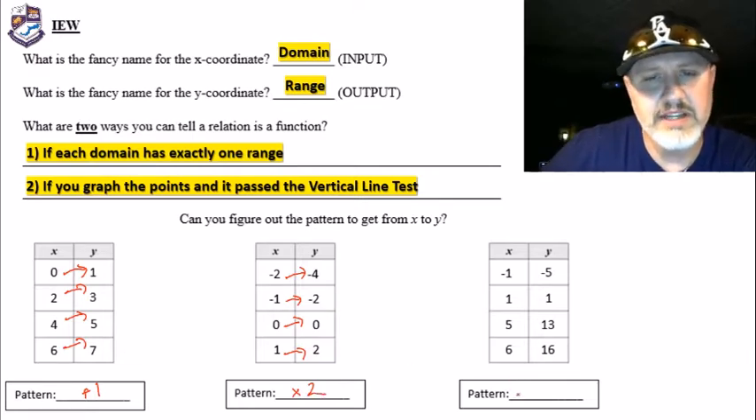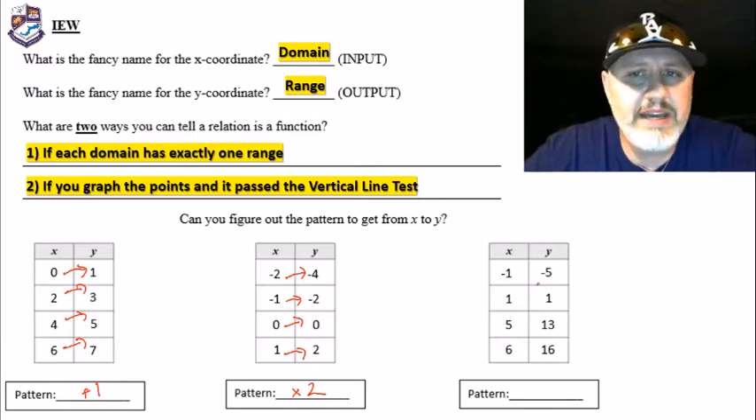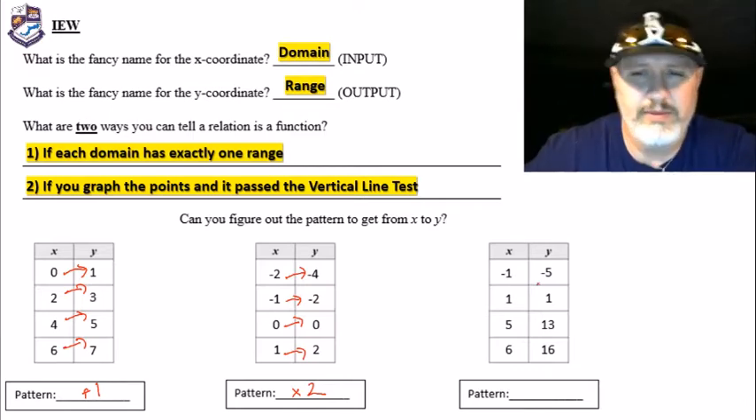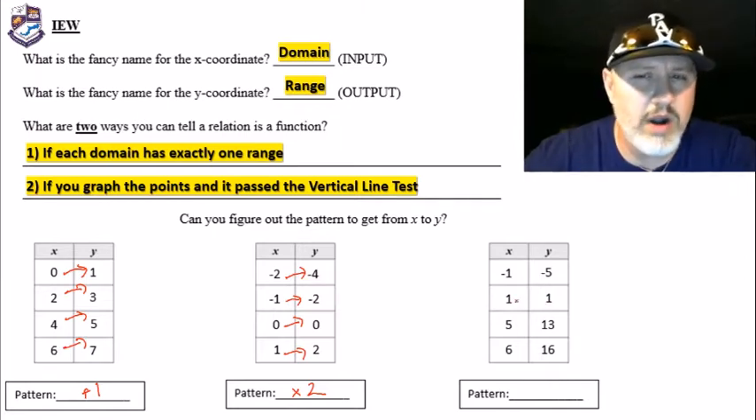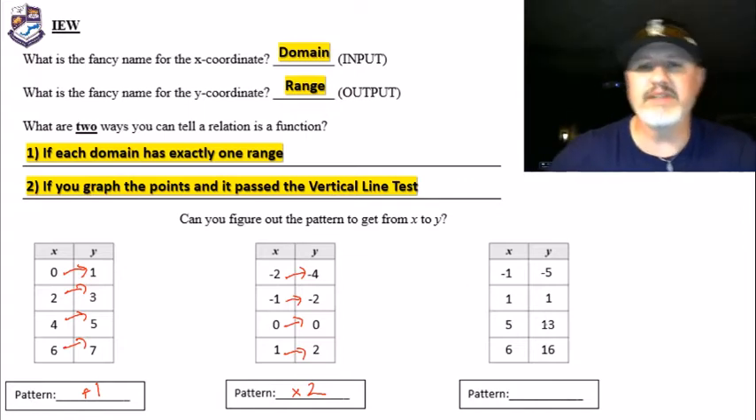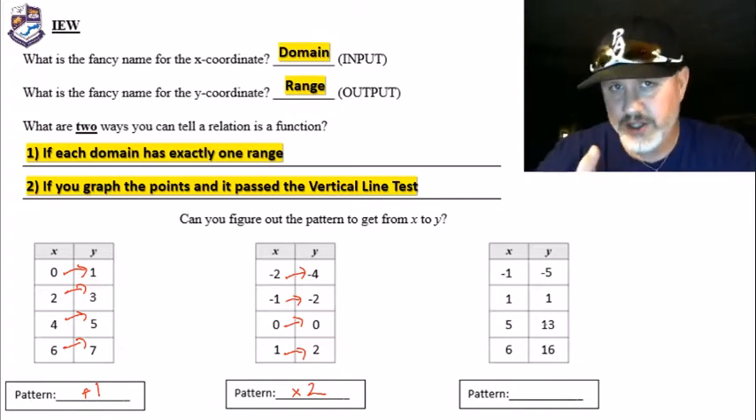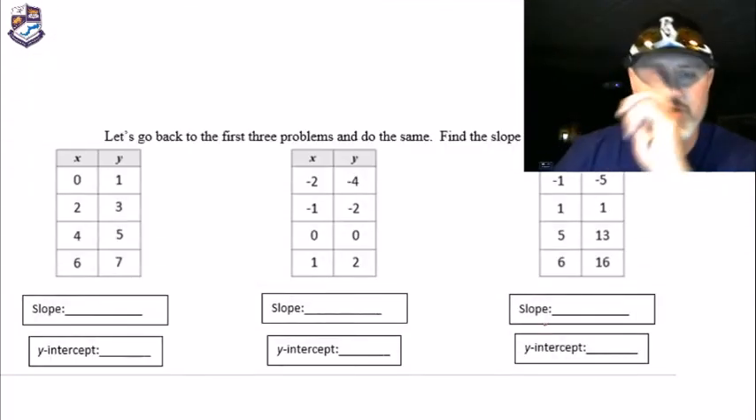But this one is a little bit trickier. To go from -1 to -5, that would be subtracting 4. But to go from 1 to 1, subtracting 4 would not work. So this is probably a combination of 2. And this is where it gets tricky and you get hung up and you say, I can't figure it out. You're going to learn how to do this in just a little bit. So let's look at the next page.